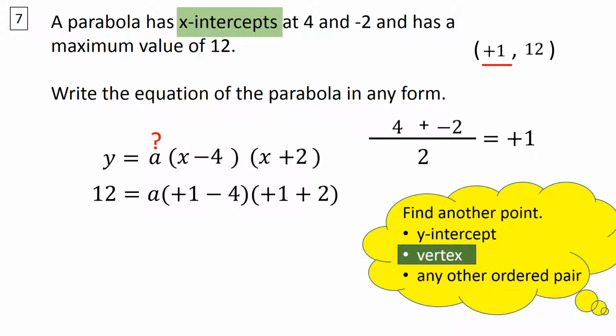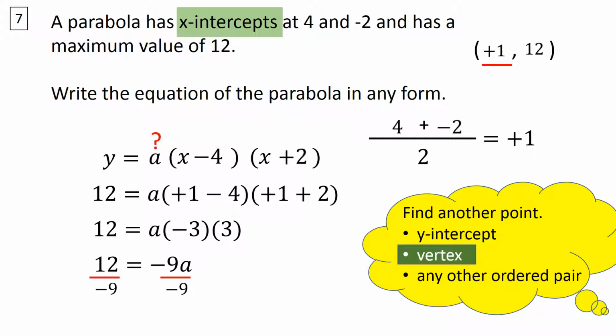1 minus 4 is negative 3. 1 plus 2 is positive 3. So 12 equals a times negative 3 times 3, so negative 9a. Divide both sides by that negative 9. A equals, well, negative 12 over 9 reduces to negative 4 thirds. That's my a. Is that my answer?